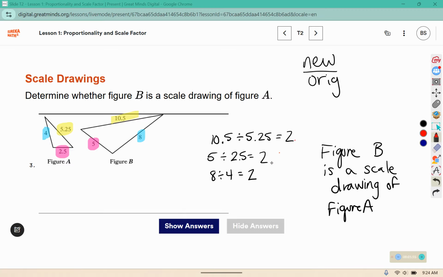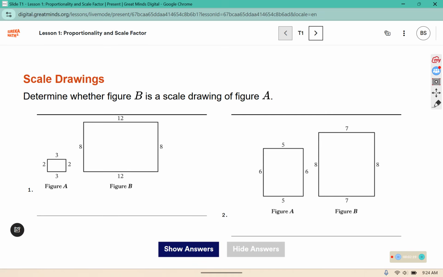If just one of these numbers did not come out to the same value, then we would say it is not a scale drawing. All of the side lengths must be scaled by the same scale factor in order for it to be a scale drawing. If one of them doesn't match, it is not a scale drawing. So go back and compare figure A and B in problems 1 and 2.